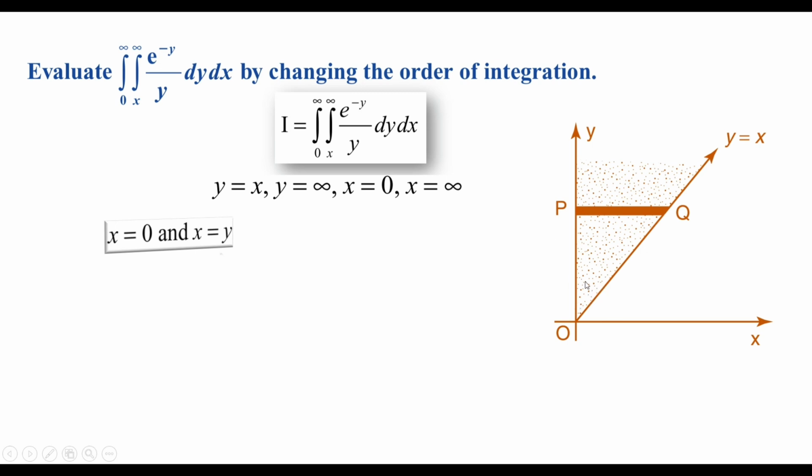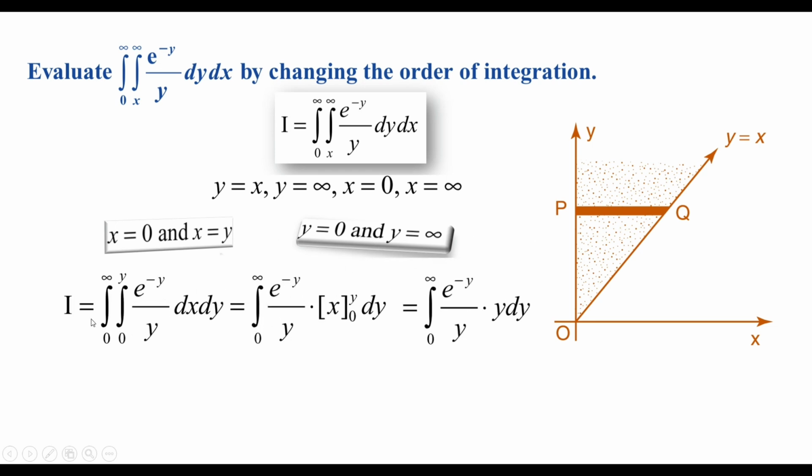The limits of y are from y equals 0 to y equals infinity. So this entire region can be covered from y equals 0, which is the starting point, and ending at y equals infinity, so the limits of y become y equals 0 to y equals infinity. That is another important observation. Therefore, by changing the order of integration, we have the new limits: integral 0 to infinity, integral 0 to y. First integrate with respect to x and then with respect to y.